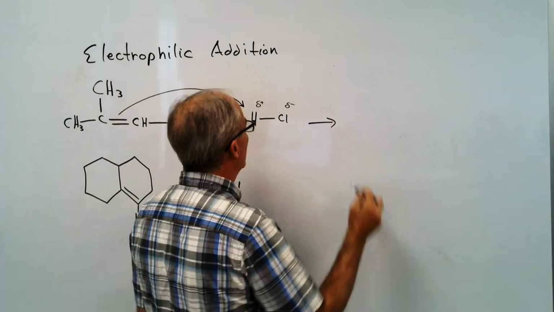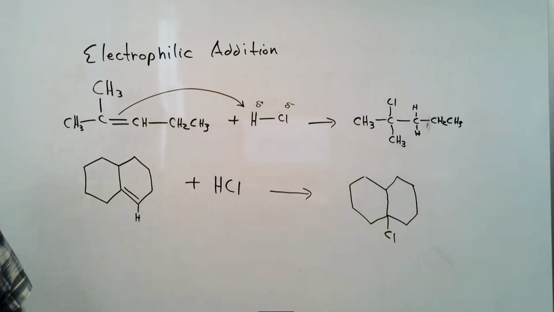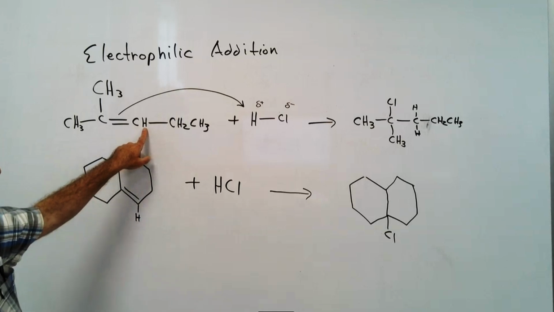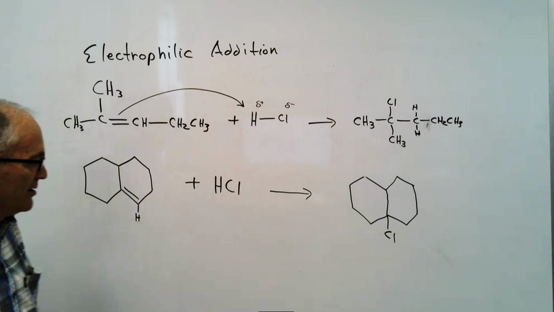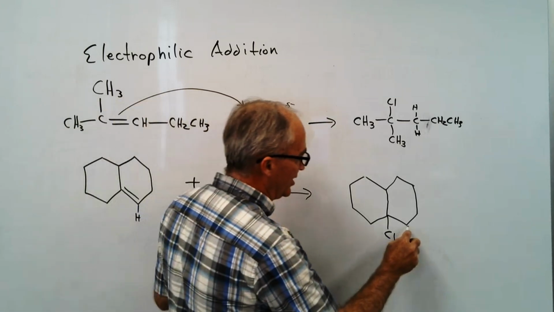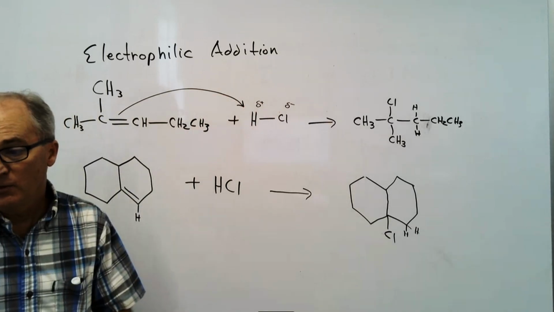I'm going to just go ahead and write the products. So there would be our products. So here's a hydrogen, and now this thing has an extra one, and for some reason there's a hydrogen drawn there. Of course there's two here, so we might think of these as going across the double bond.